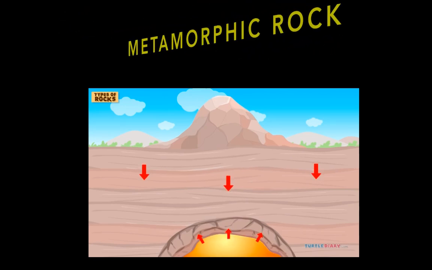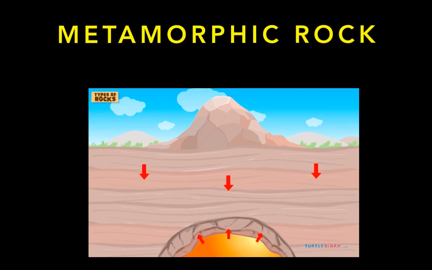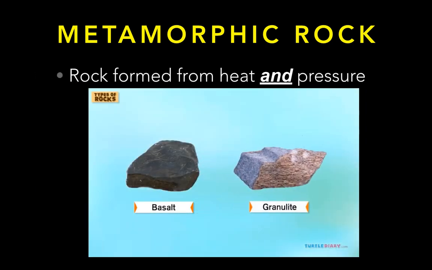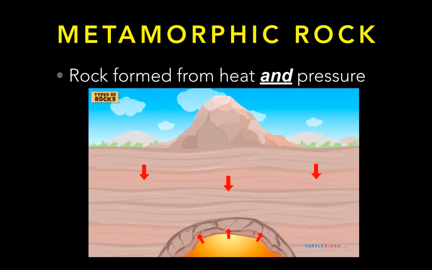The final rock type we will study in this class is what's called a metamorphic rock, and you probably remember this maybe from your middle school days. But a metamorphic rock is a rock that's not only formed from heat like an igneous rock, but it's also formed from the pressure of the earth.